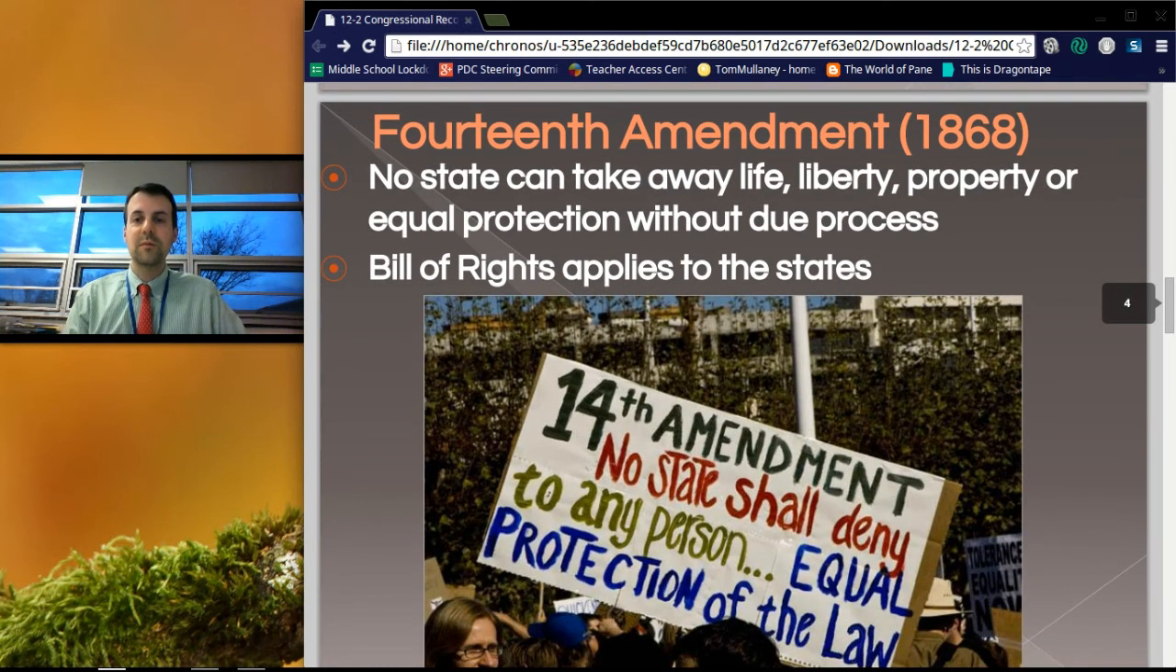The 14th Amendment was passed in 1868. It says that no state can take away life, liberty, property, or equal protection without due process. It essentially applies the Bill of Rights to the states. It's one of the most important amendments.